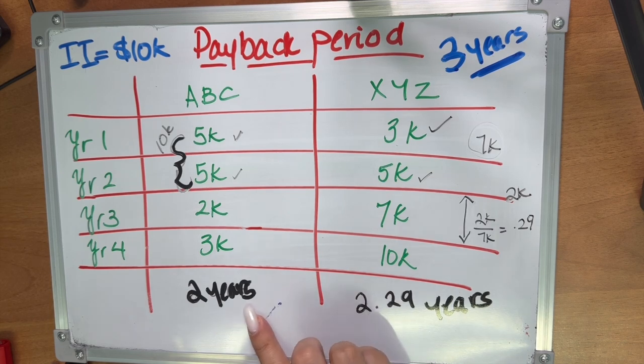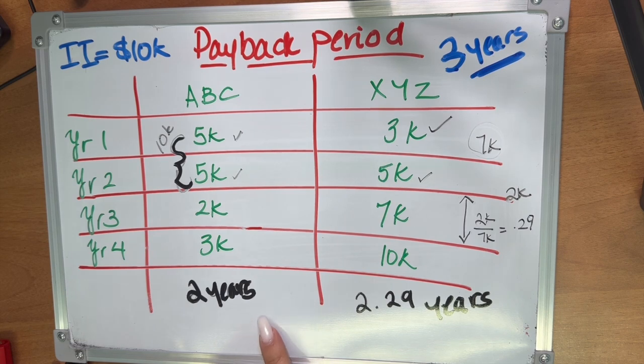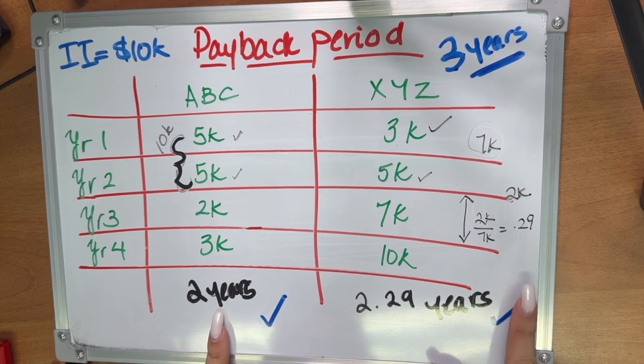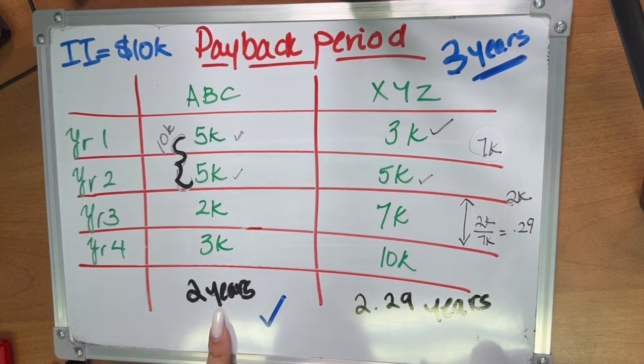If they are mutually exclusive, then I will choose the one that I get my money back faster, which is ABC. Okay, again, if they are independent, they both meet the criteria of 3, so I will choose both. If they are mutually exclusive, then I will choose only the one that gives me my money back faster.